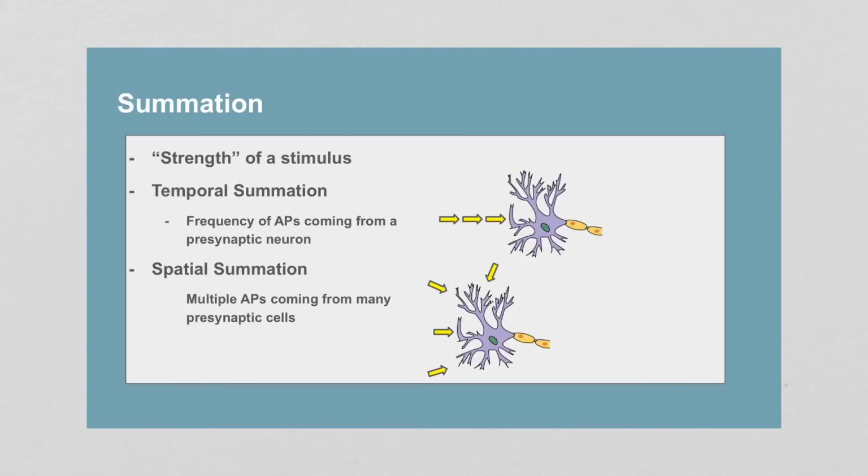Okay, so one way that a neuron knows that it's getting a really important message is if it gets a lot of messages in rapid succession from one neuron. Another way that a neuron knows that there's a lot of important information coming in is if multiple neurons are sending action potentials. And that is called spatial summation. So temporal summation, again, is the frequency of action potentials coming from one presynaptic neuron. And spatial summation is the situation when multiple neurons are sending action potentials to the postsynaptic cell.